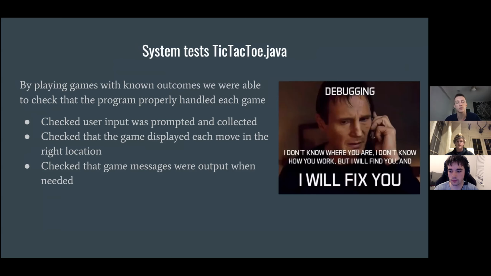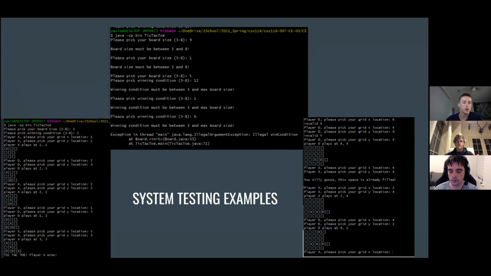So if you go to the next slide, we've got some examples. All the way on the left, we've got the user inputting their board size and winning condition. It's prompting for their X and Y locations. Then it's displaying where they play at and the board. It goes through player O and X until someone wins.